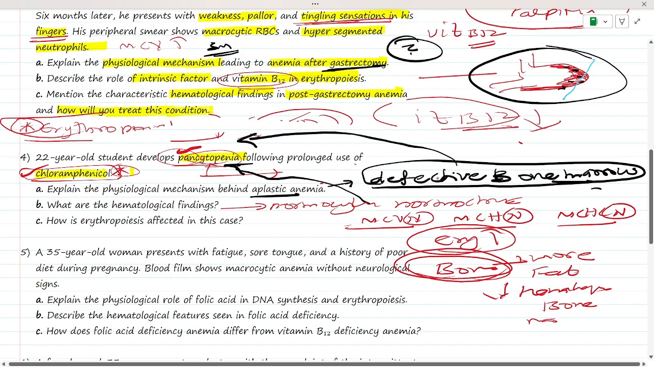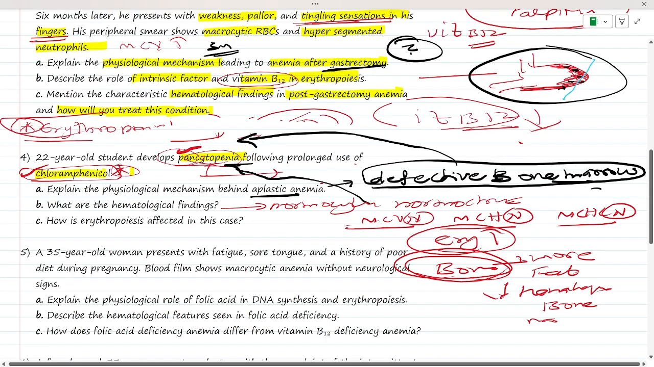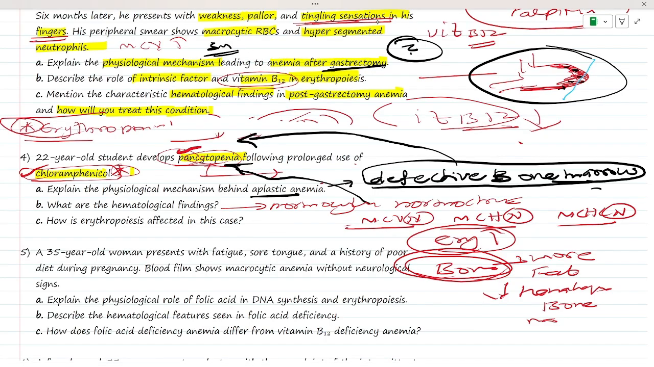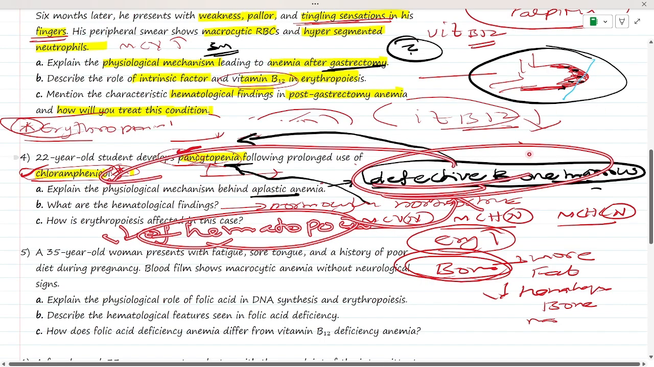Now, how is erythropoiesis affected in this case? Obviously, bone marrow is affected. What can we write in this? The third question: erythropoiesis is affected due to deficiency of hematopoietic stem cells. Why are hematopoietic stem cells defective? Due to defective bone marrow. Why defective bone marrow? Due to chloramphenicol. And defective bone marrow causes pancytopenia.